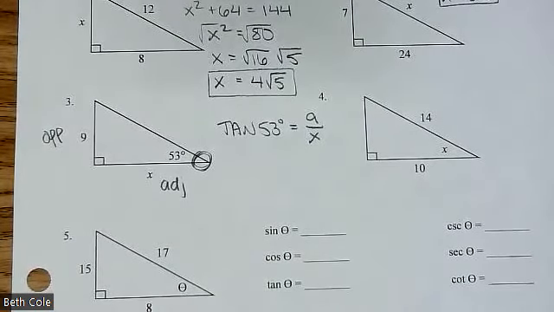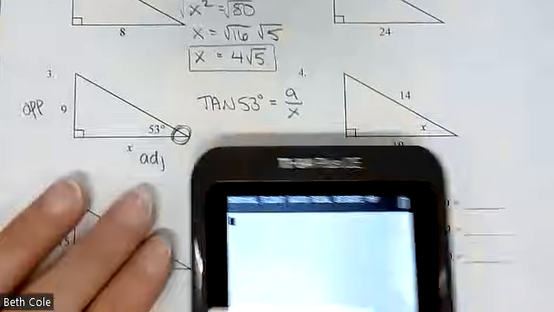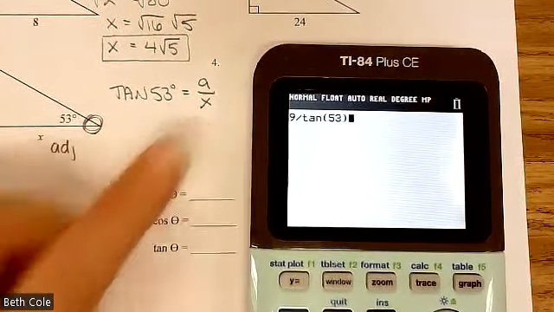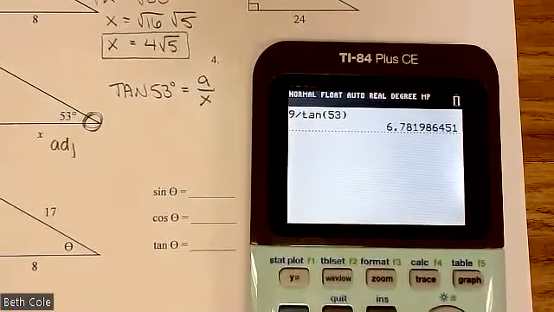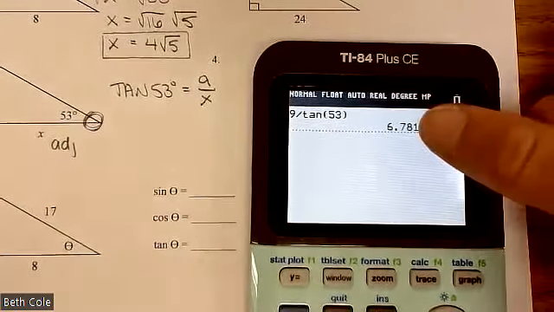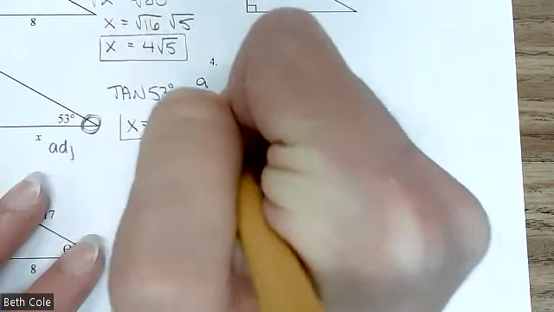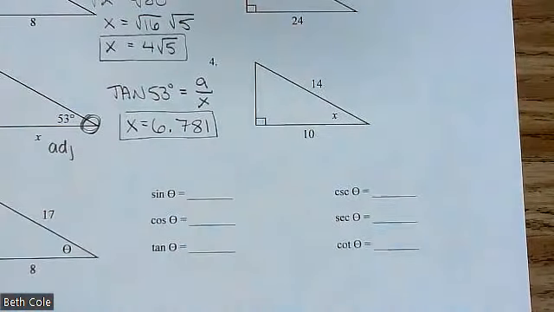Okay? Now, how would you type that? Good. 9 divided by tangent 53. And you need to be in degree mode or it's not going to work. To 3 decimal places, I got 6.781. Is there confirmation? Okay. I like confirmation from you guys on the button pushing because guess what? I'm a human and I make mistakes too. And if you button push one thing wrong, it's going to be wrong. So I like to make sure we all got the same thing.